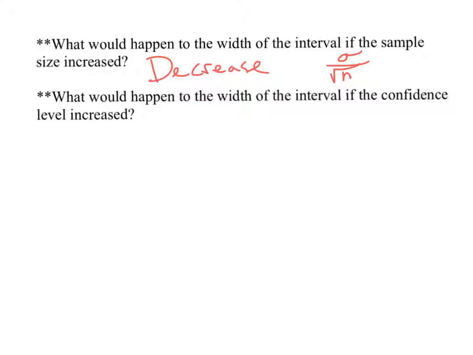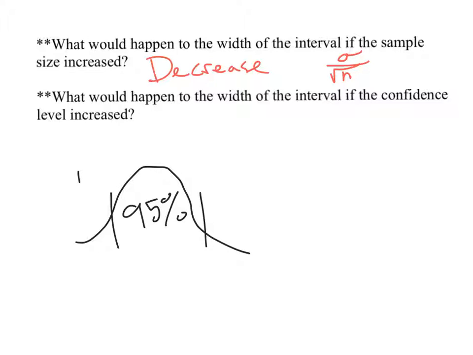Now, what would happen to the width of the interval if the confidence level increased? Well, for this, you really have to think about what's going on. We're setting this up to say, well, we want to capture 95%. So if I change my confidence level to be, say, 99, what happened to my interval? Okay, well, it got wider.